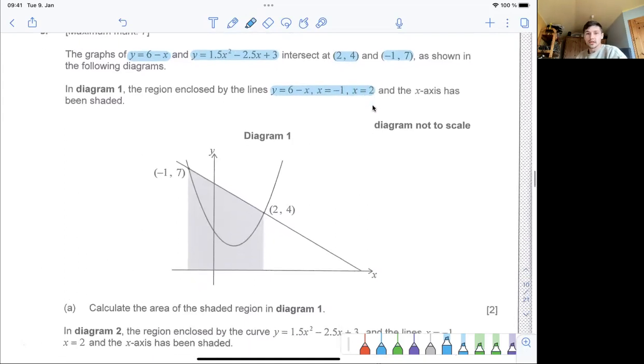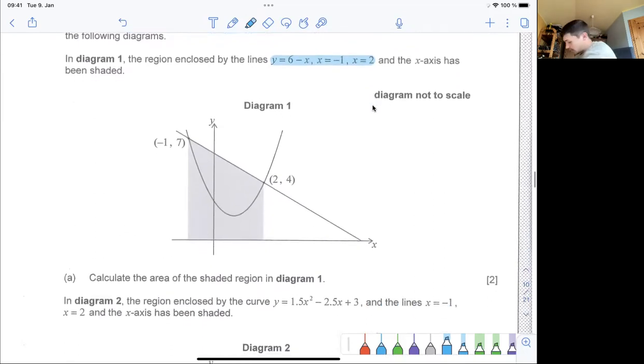So there's two ways we could go about calculating the area of the shaded region here. One method would be to find the definite integral of y equals 6 minus x between x equals 2 and x equals negative 1. That would be absolutely fine, and you can use your calculator to calculate that.